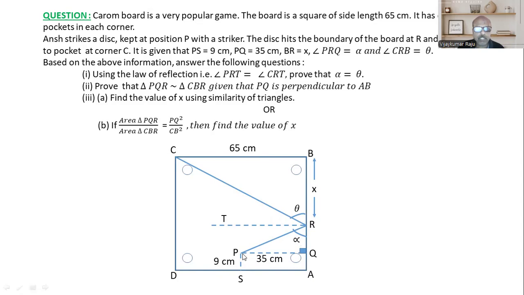Angle PRQ is alpha. Angle CRB is theta. Based on the above information, answer the following questions. Using the law of reflection, that is, angle PRT is equal to angle CRT, this angle is equal to this angle. What is the law of reflection? I'll explain it later when I'm solving the sum. So you have to prove that alpha and theta both are equal.